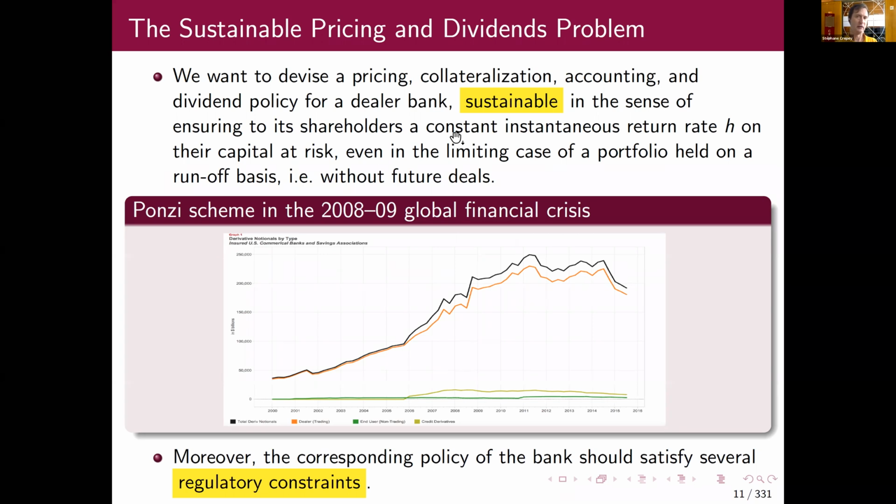So the underlying logic is that we want a pricing, but also collateralization and also accounting and also dividend release policy for a dealer bank in the spirit of the post-crisis regulation, meaning which is sustainable. And by this, we mean that this strategy should ensure to the bank shareholders a target hurdle rate H on their capital at risk, even in the limited case of a portfolio which would be held on a run-off basis, meaning without future deals. And the goal is to avoid what we saw in the global financial crisis, these Ponzi kind of schemes, where I'm showing here the volume, the notional, in fact.